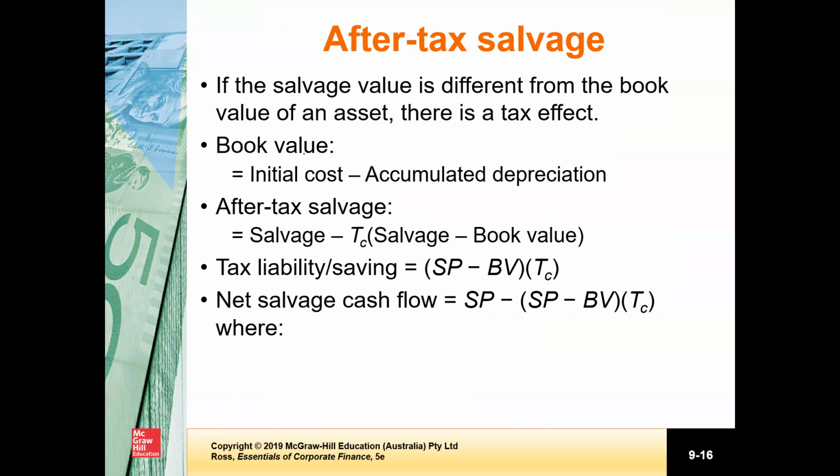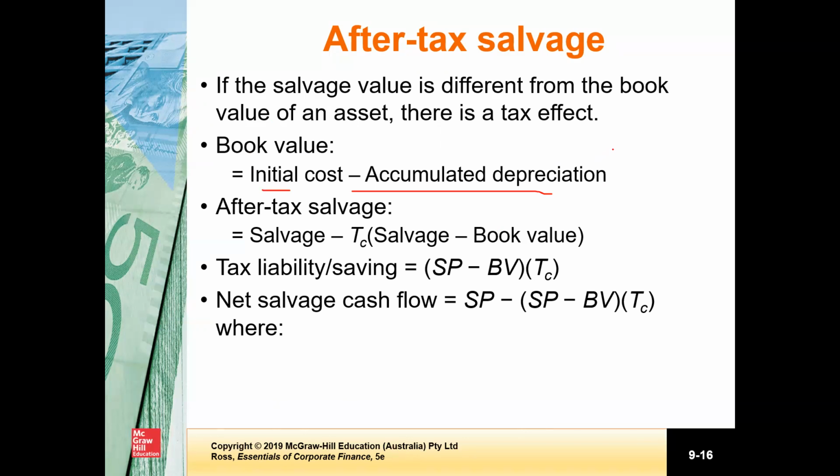Now, after tax salvage value. When a project is terminated, the fixed asset of the project doesn't necessarily have a 0 value. Sometimes we are able to sell it for some value. How that will affect cash flow depends on the relationship between the sale price and the book value of the asset. If the sale price is different from the book value, then there is a tax effect. Book value is initial cost minus accumulated depreciation.